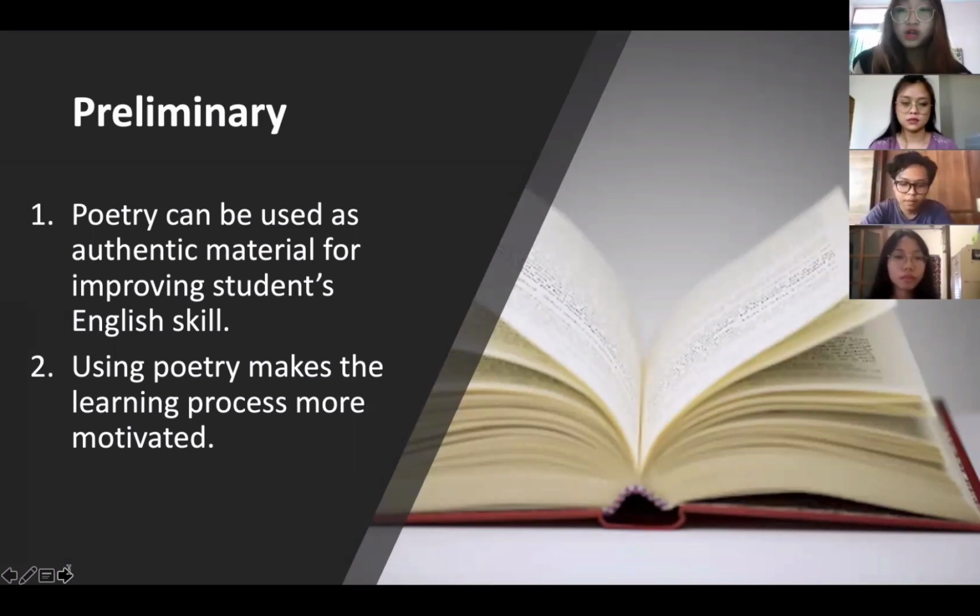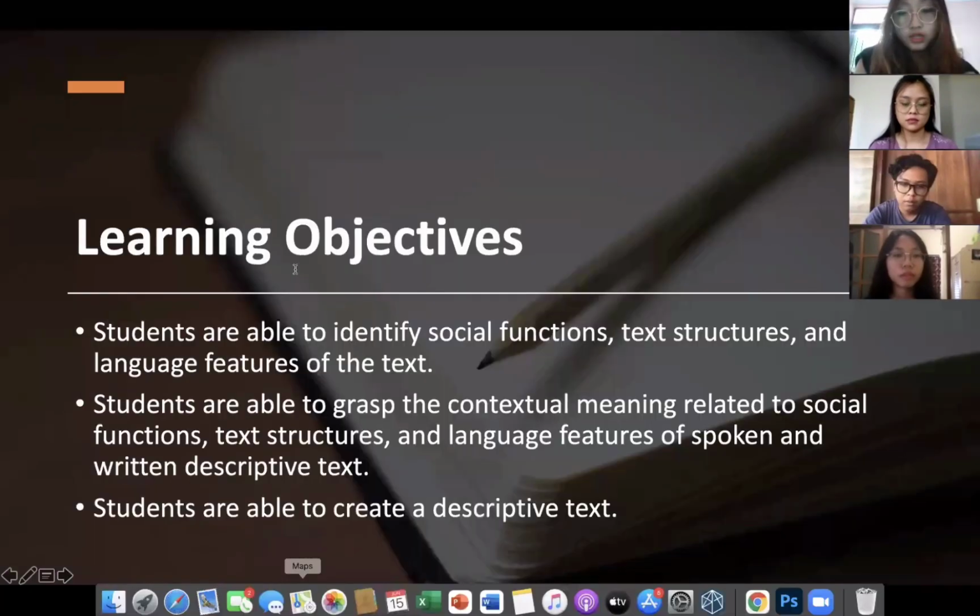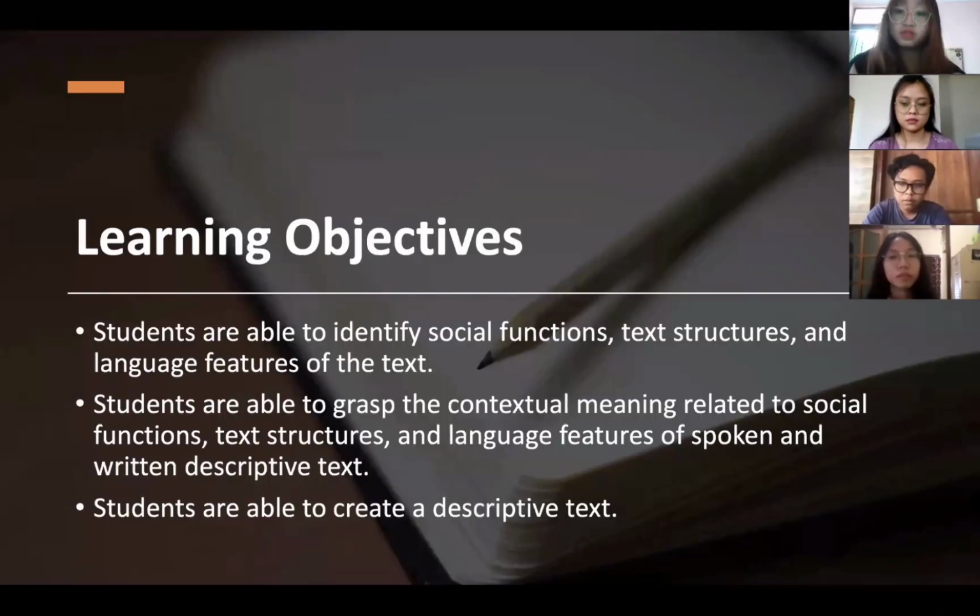So the learning objectives are: students are able to identify the social function, text structure, and language features of the text. Students are able to grasp the contextual meaning related to the social function, text structure, and language features of spoken and written descriptive text. Students are able to create a descriptive text.